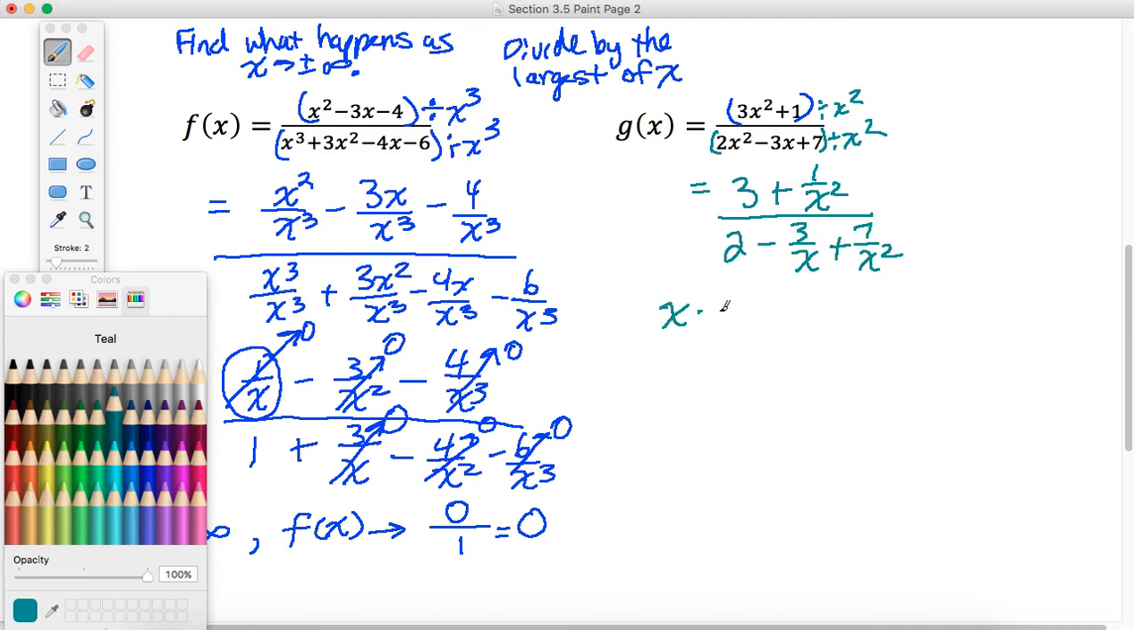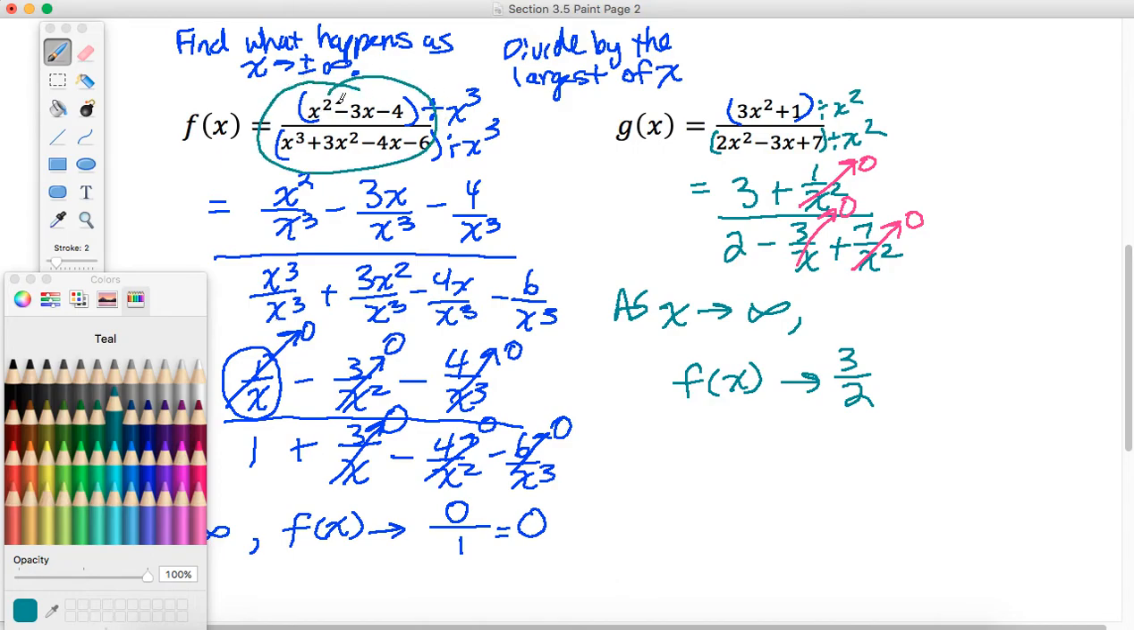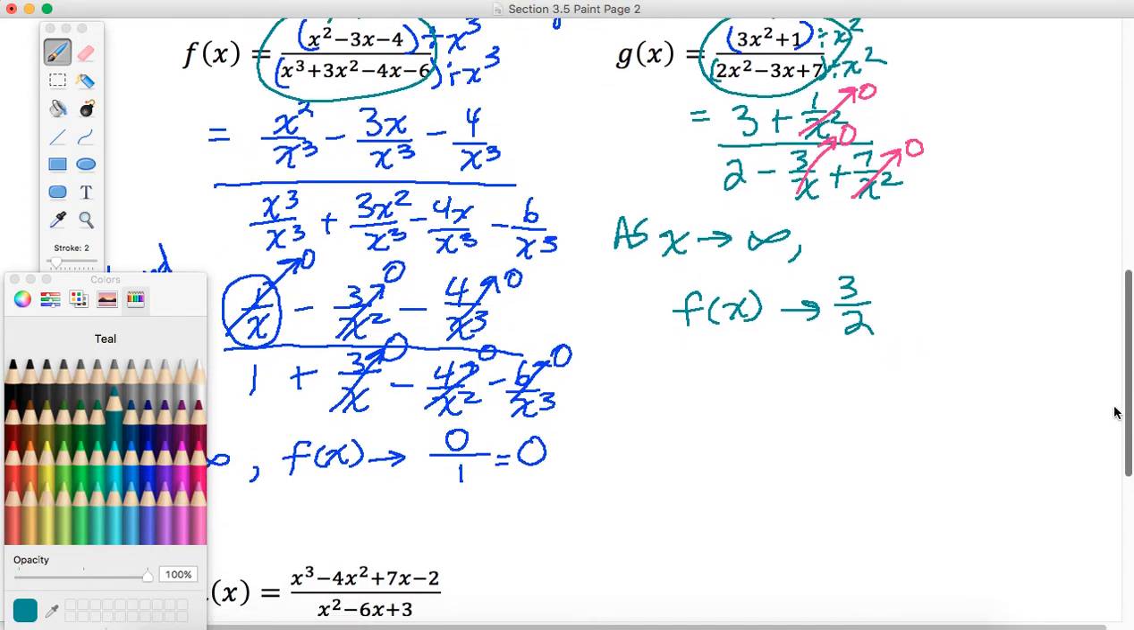Now I'm going to let x approach infinity, or negative infinity, and we're going to see that this is going to go to 0, this term is going to go to 0, and this term is going to go to 0. And so we're going to be left with g of x. So as x approaches infinity, g of x is going to approach 3 over 2. Okay? So here, when I have this case, f of x approached 0. When I have this case here, g of x is approaching 3 over 2. Let's look at one more example.